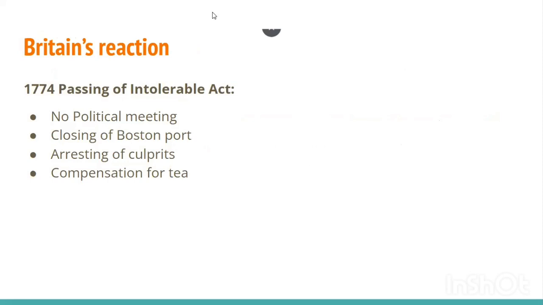So, for Britain, it was intolerable. That is, how can you do this? So, immediately in 1774, the British government passed the Intolerable Acts. So, the points of this act were: no political meetings would be conducted in the colonies. So colonies were prohibited from conducting any political meeting.